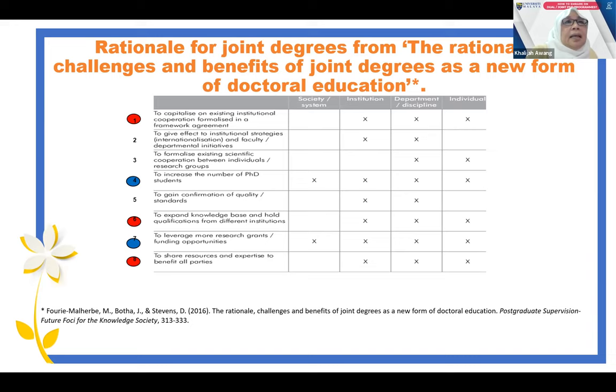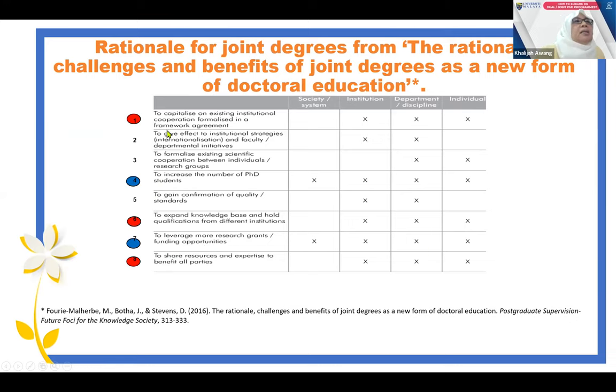The red colored one benefits the institution, department, and individual. The blue colored one, marked in blue, benefits the society together with the institution, department, and individual. For example, the blue one, to increase the number of PhD students, benefits our country, institution, department, and individual. The other one, to leverage more research grants and funding opportunities, enriches our institution, our country, and also our society.